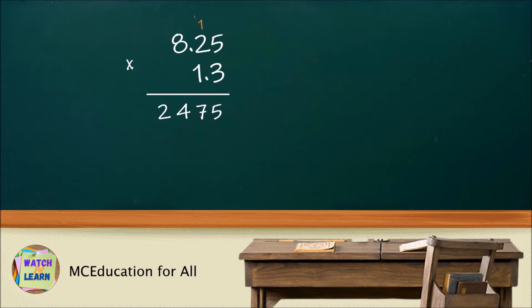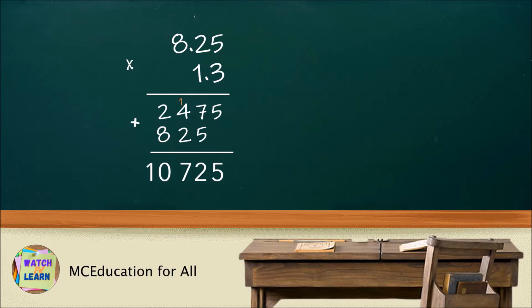1 times 5 is 5. 1 times 2 is 2. And 1 times 8 is 8. Add them. Bring down 5. 7 plus 5 is 12. Write 2, regroup 1. 1 plus 4 plus 2 is 7. And 8 plus 2 is 10.